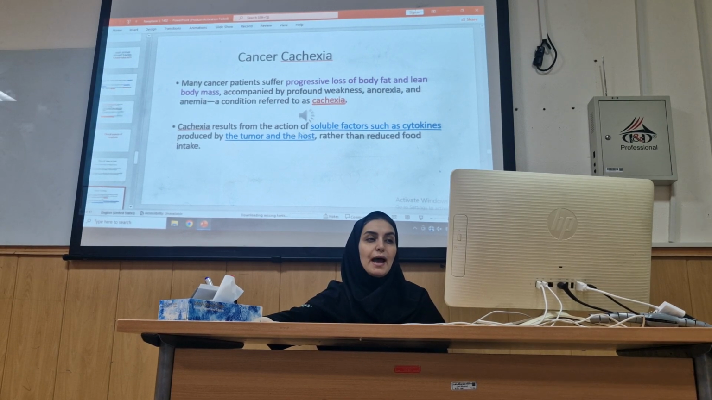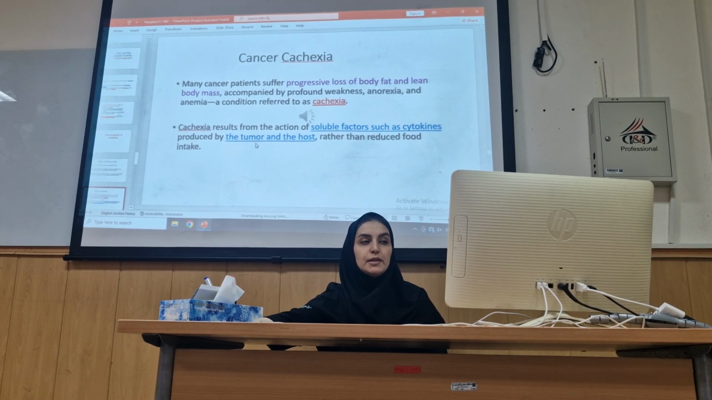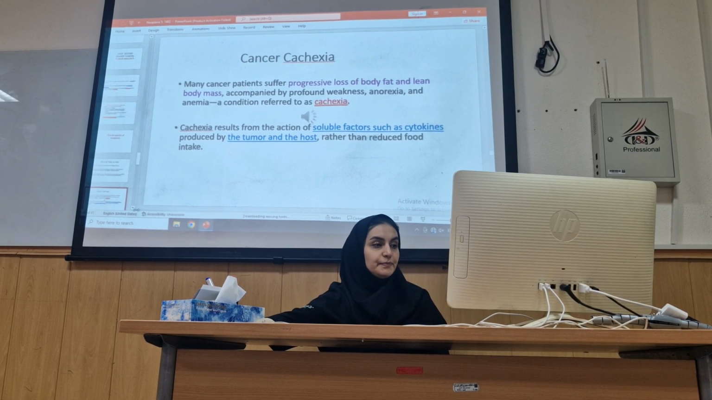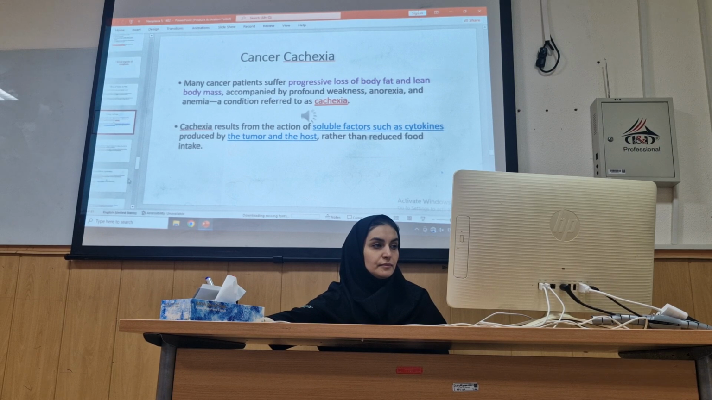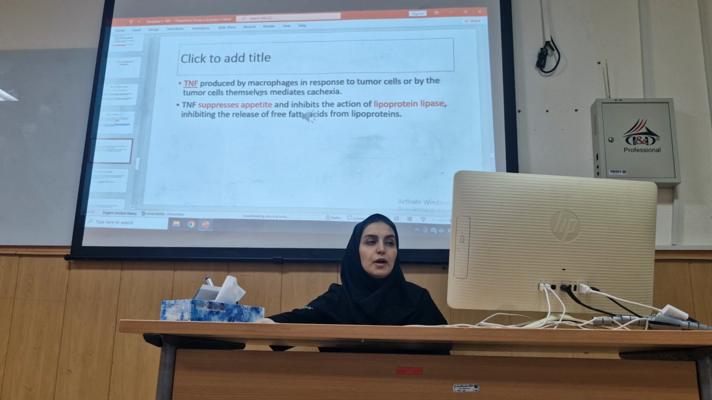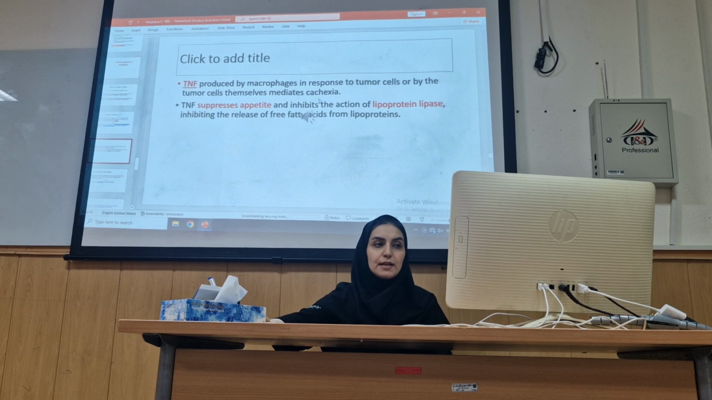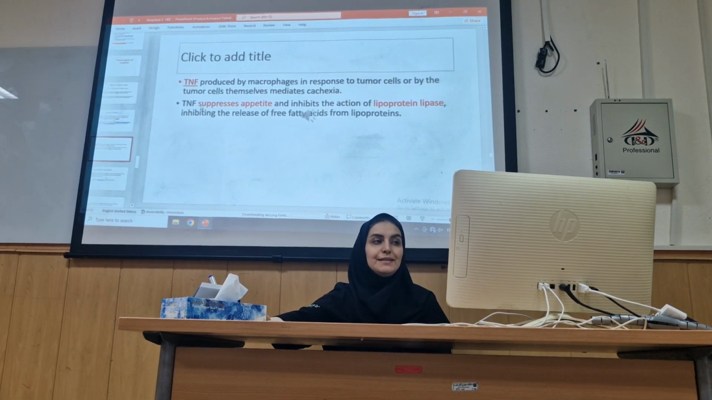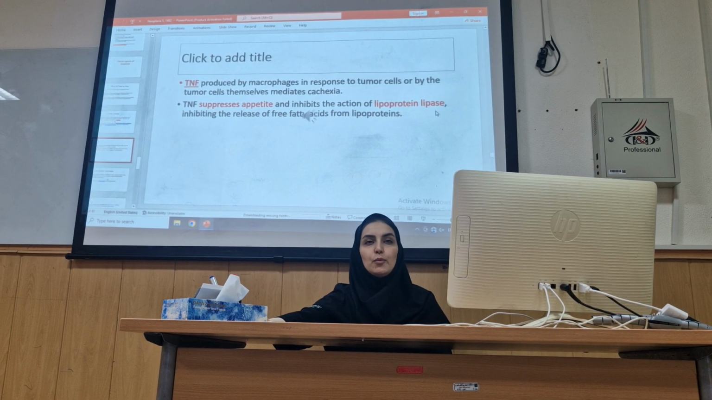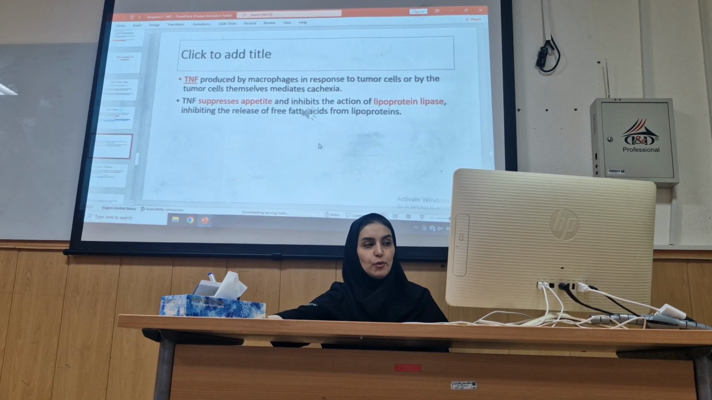Cachexia results from the action of soluble factors such as cytokine produced by the tumor and the host, rather than reduced food intake. TNF. TNF produced by macrophages in response to tumor cells or by the tumor cells themselves mediates cachexia. TNF suppresses appetite and inhibits the action of lipoprotein lipase, inhibiting the release of free fatty acid from lipoproteins.